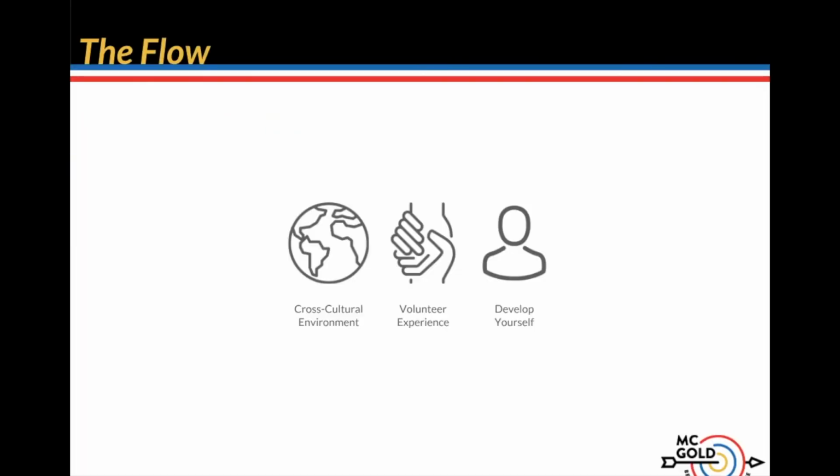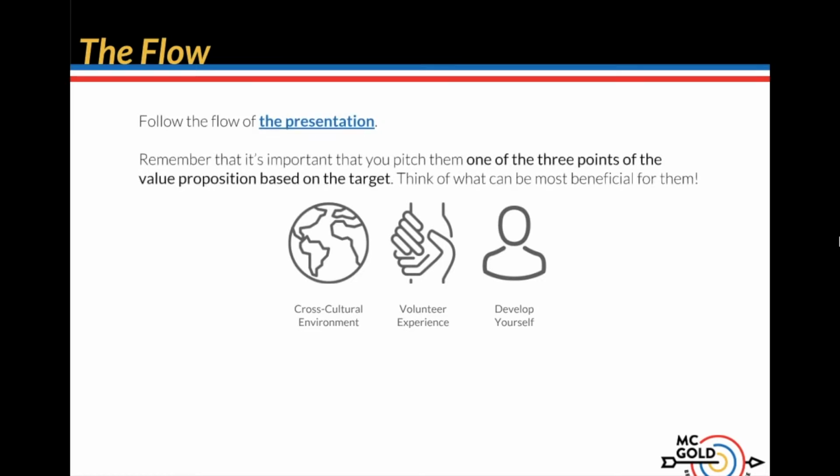Okay, then delivery. This is the value proposition of GV, and now you're going to see where it fits in the flow. So follow the flow of the presentation. This is again the presentation that DC shared with us. And remember that it's important that you pick one of the 3 points of the value proposition based on what the target is. So you don't have to explain everything about a GV.